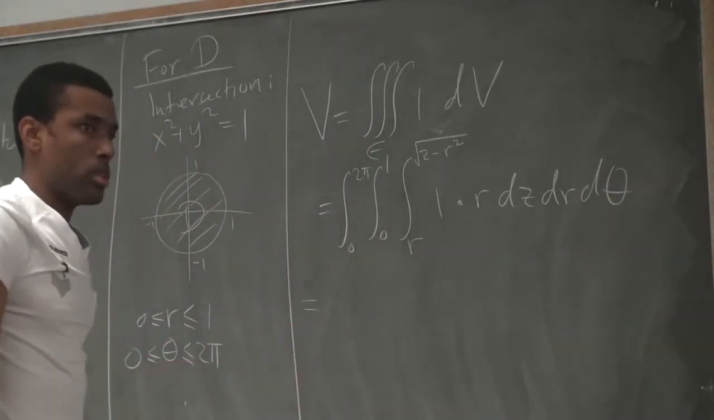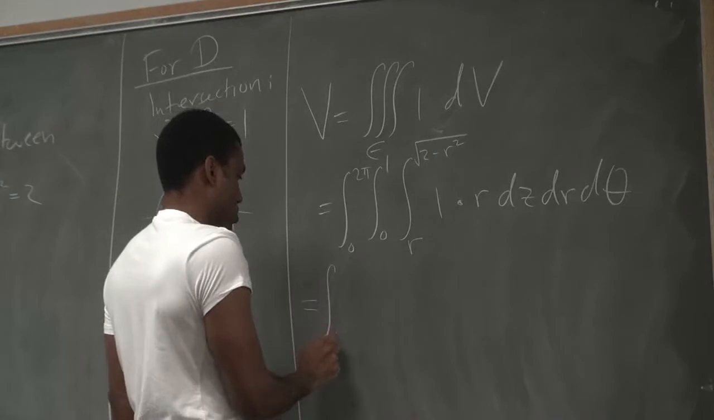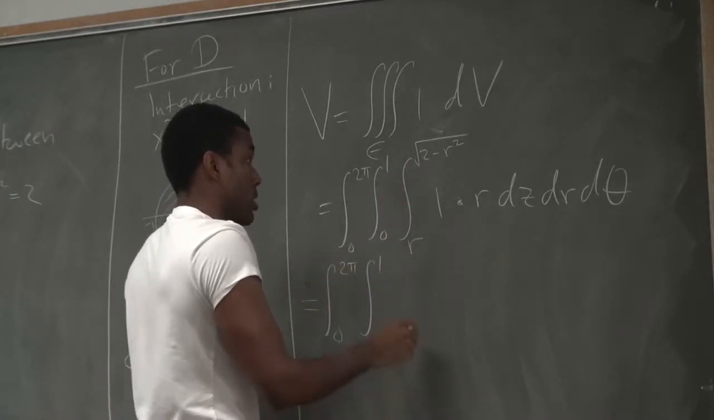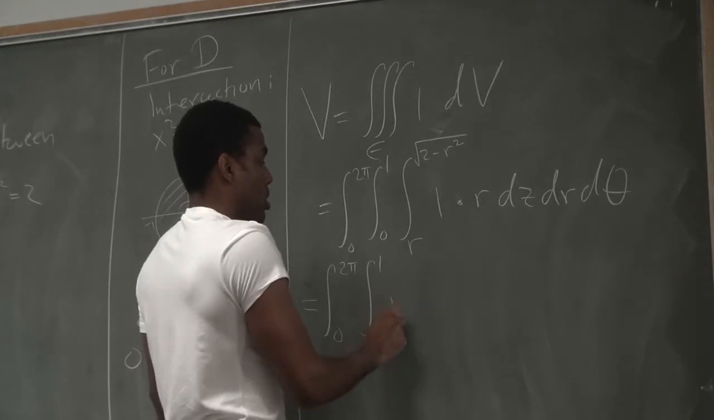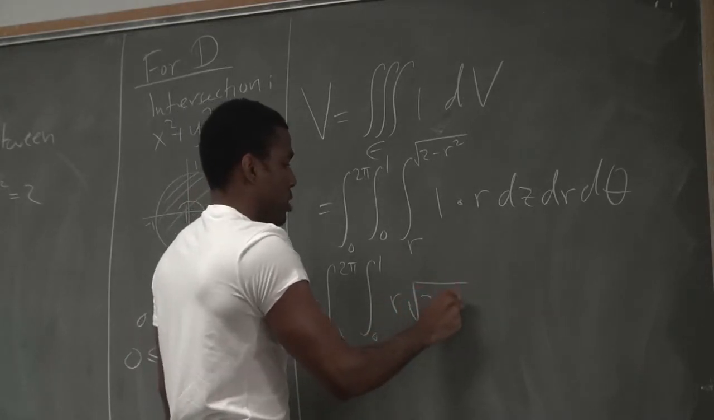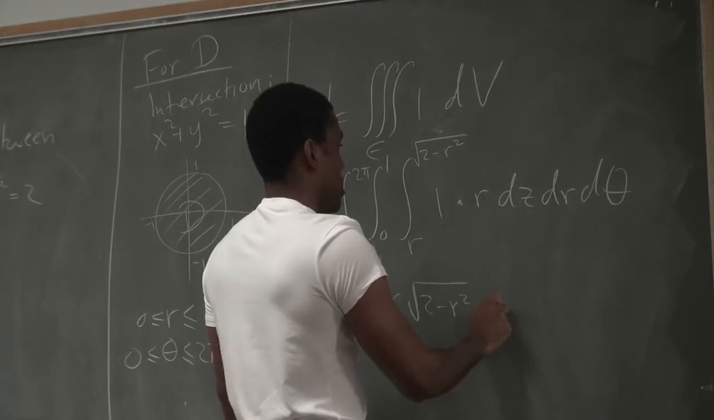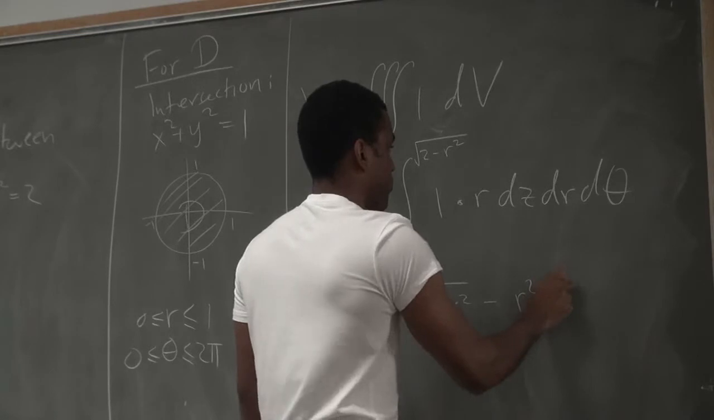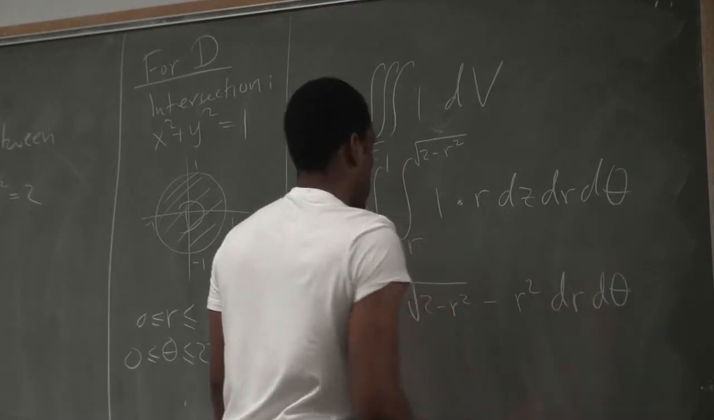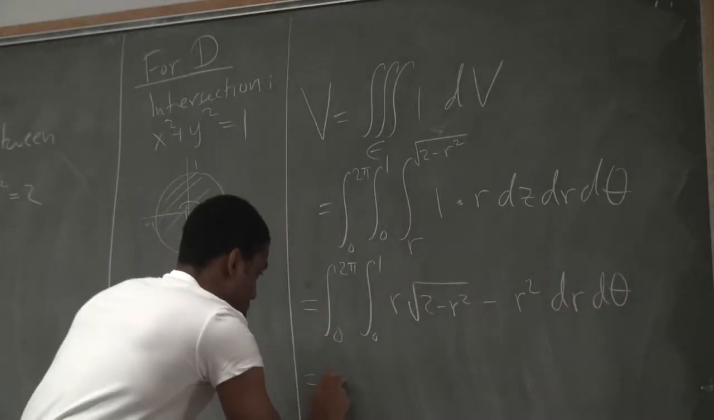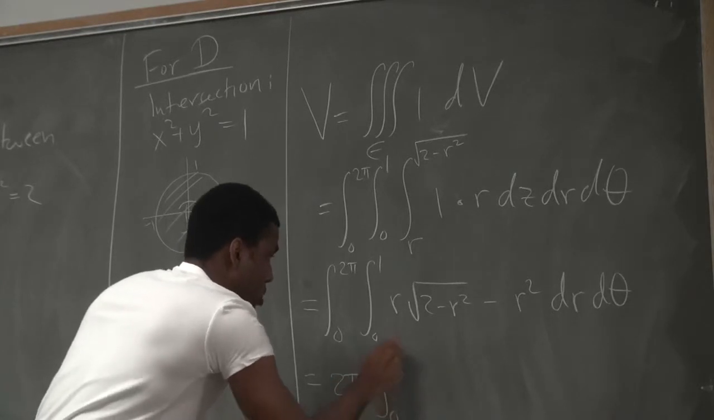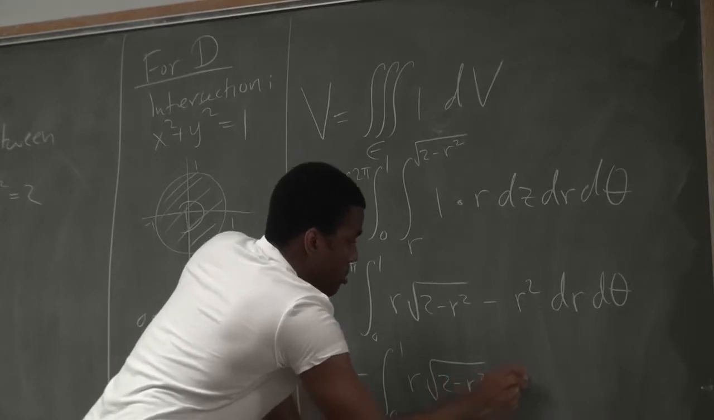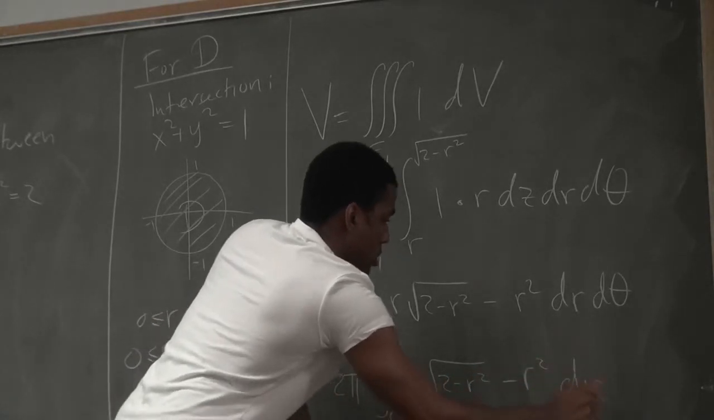And then the rest of it is just doing that integral. It's going to probably be an annoying substitution for that. So it's going to be r times the radical of 2 minus r squared minus r squared, r, dθ. So this is just going to be 2 pi times the integral from 0 to 1 of r times the radical of 2 minus r squared minus r squared, r.